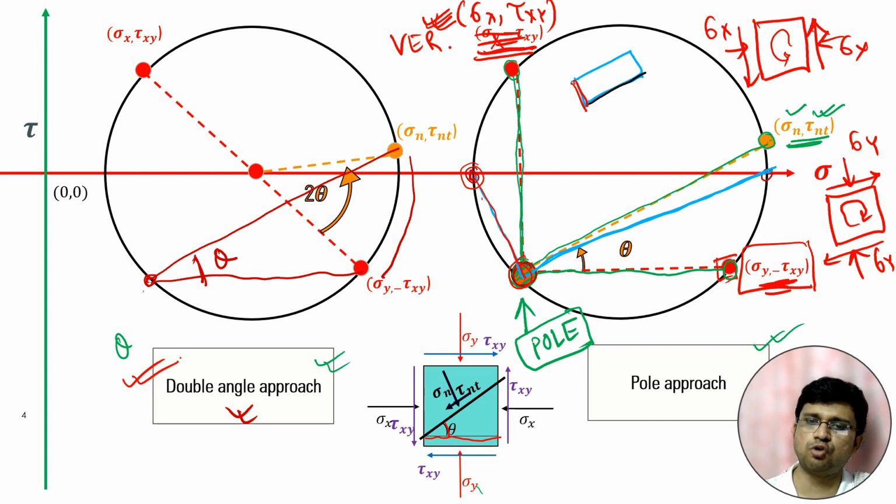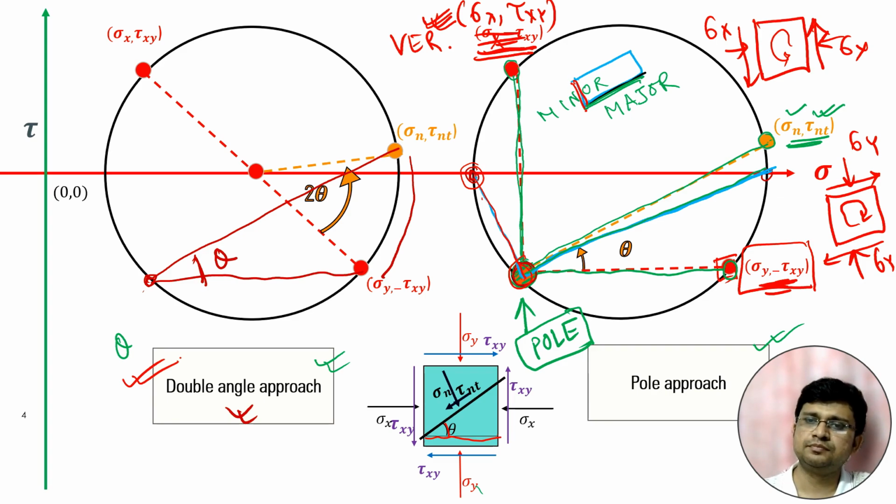If we draw one line parallel to this particular line, then we will get the plane for minor principal stress. So this will be the plane of minor principal stress, and we are connecting the pole with the major principal stress by this line. If we draw one line parallel to this line, then this is the plane of major, and this will be the plane of minor. So from the pole we will get the value.